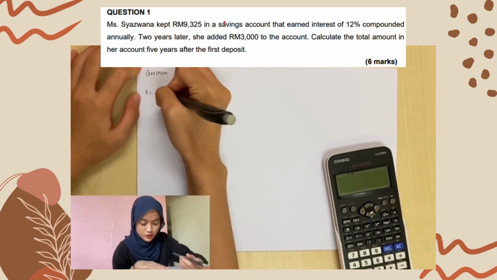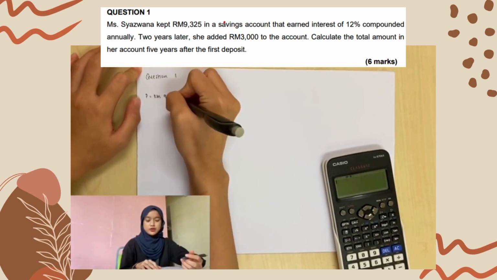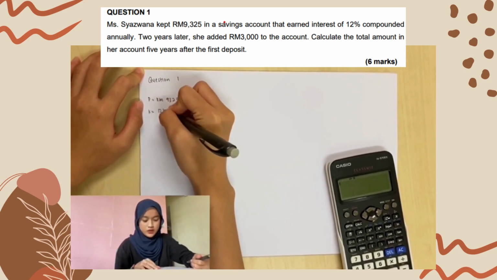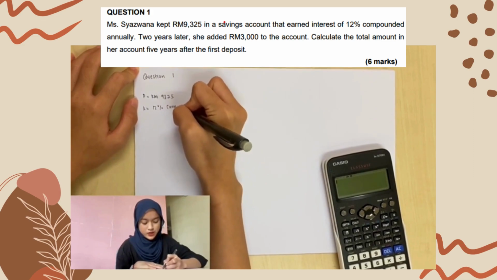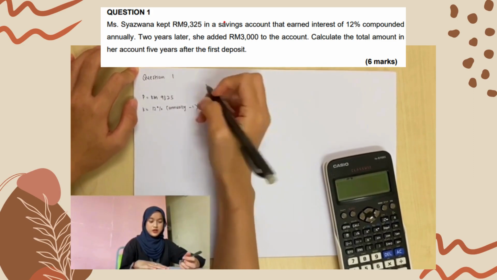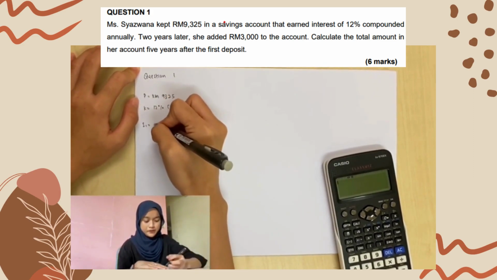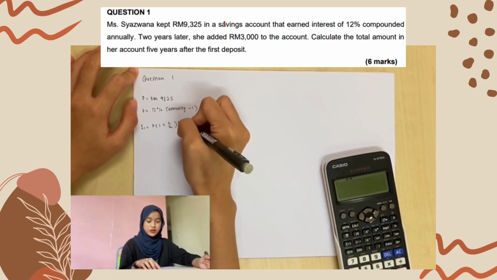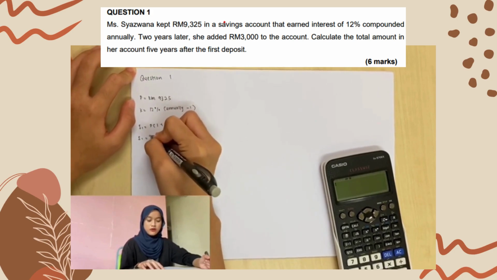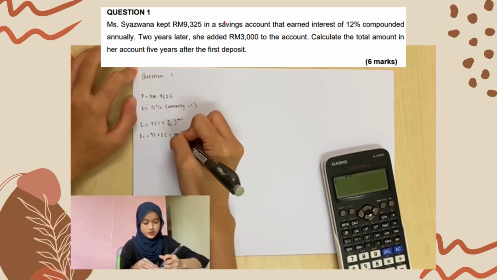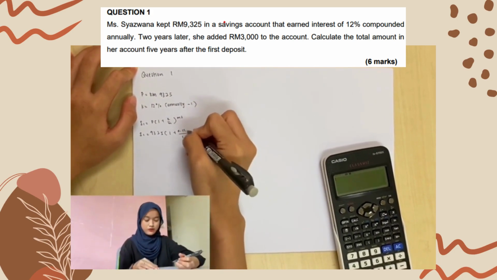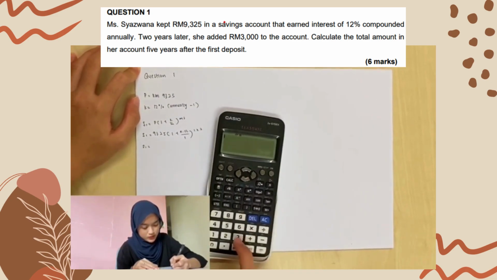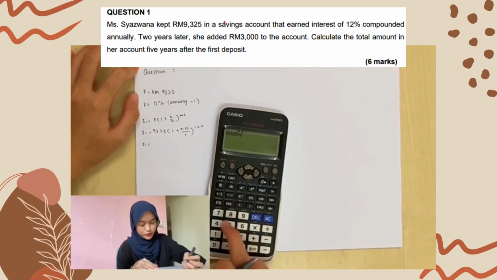So let's begin with question 1 first. We have to determine the P, which is 9,325 ringgit. And then the interest rate is 12% annually, which is equal to 1. In this question, we will use the formula S equal to P times 1 plus K over M to the power of MT. S1 equals 9,355 times 1 plus 0.12 over 1 to the power of 1 times 2.